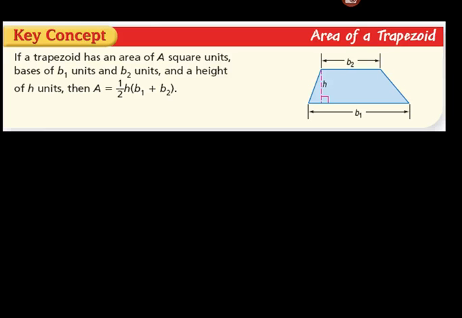Trapezoid. Remember, a trapezoid is a quadrilateral with only one pair of parallel sides. A equals 1/2 the height. Notice the height is how tall it is from one base to the other, and then multiply that by the first base plus the second base, B1 plus B2.